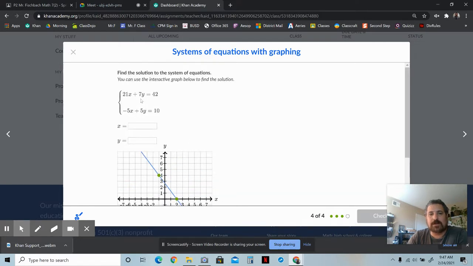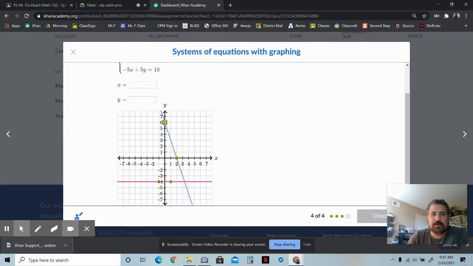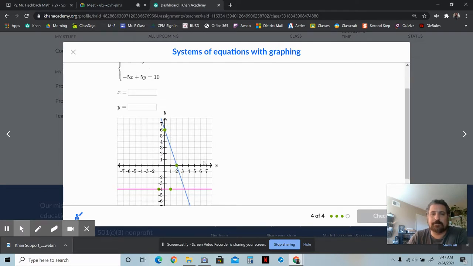Our y-intercept for this line is going to be 7y is equal to 42 because the x term is going to go away. So we got 7y is equal to 42. Divide both sides by 7. You're going to get y is equal to 42 divided by 7, which is 6. So now we have a y value of 6 on the intercept and x value of 2 on the intercept. So this is our blue line right here.